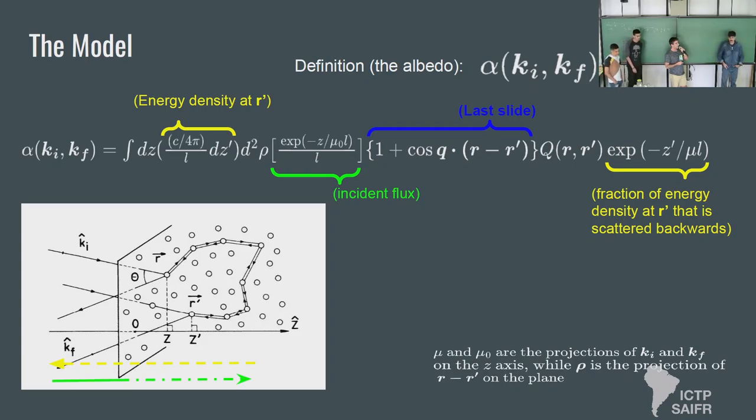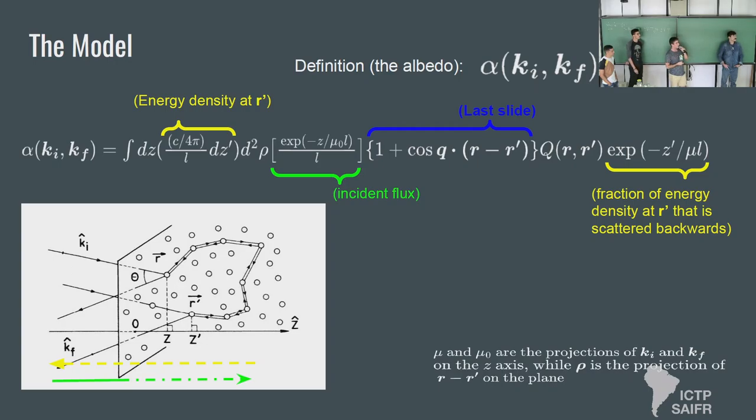Here in yellow is the energy density, and here is the probability of this density being scattered the other way, and green is the incident flux. This here is the last slide, okay? Just so you remember, if this is zero, this should be around two. This would be our expression corresponding to this doubling of the intensity of the spectrum, okay?